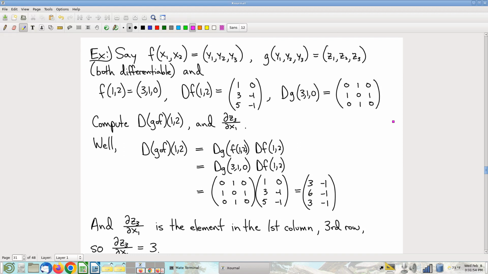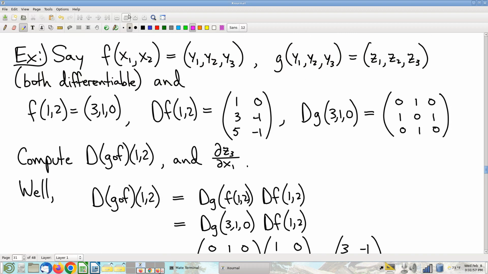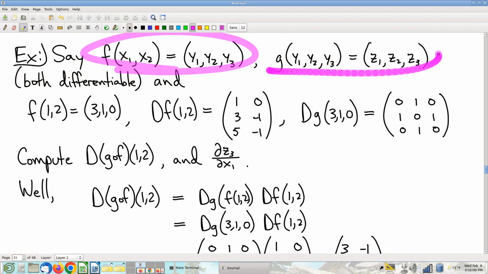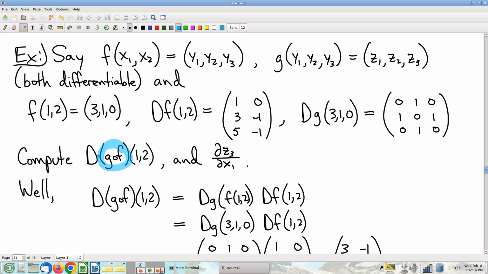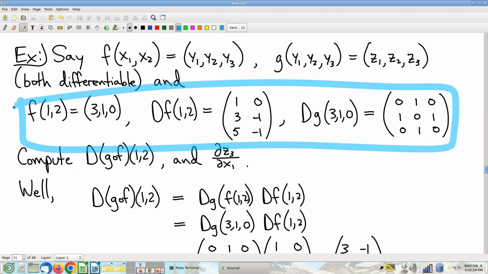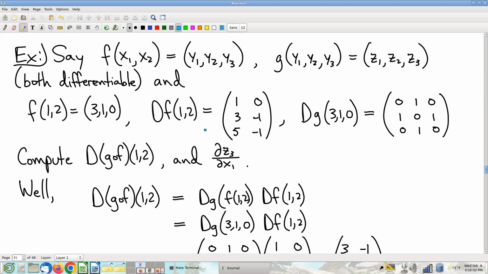I'm going to zoom in for a little bit more space. We've got a couple of functions given here. Notice that the outputs from f are the same as the inputs to g. And that had better be the case because, after all, we're composing these two functions where f acts first, so the output from f had better be the same as the inputs for g. Okay. So with all this set up, how am I going to use this information that's given to find the derivative matrix of the composition at the point 1, 2?